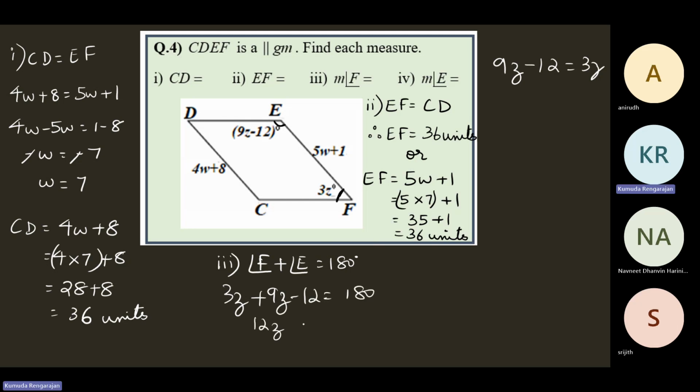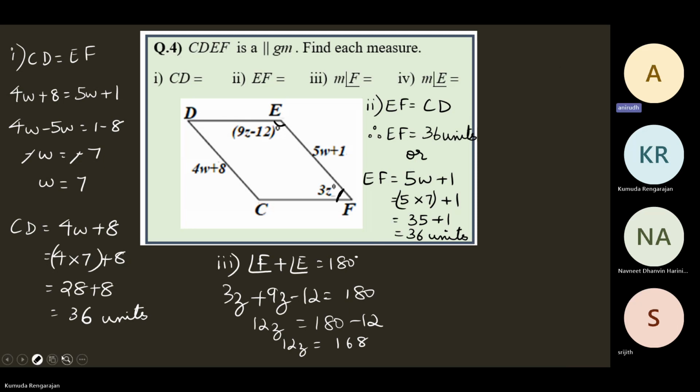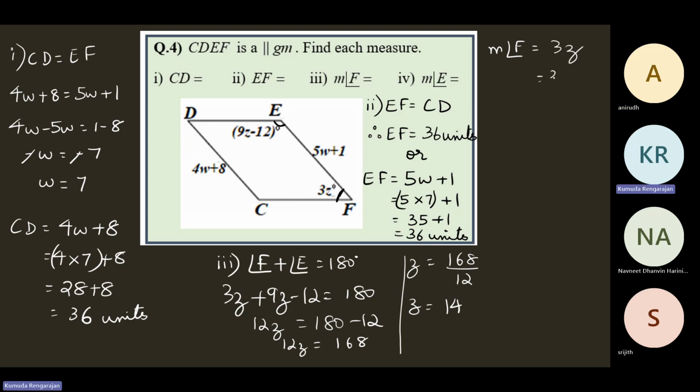So 12z is equal to 180 minus 12. 12z is equal to 168. So z is equal to 168 divided by 12. Z is equal to 14, ma'am. Yes, correct. Now measure of angle F is equal to 3z, 3 into 14, which is 42 degrees.